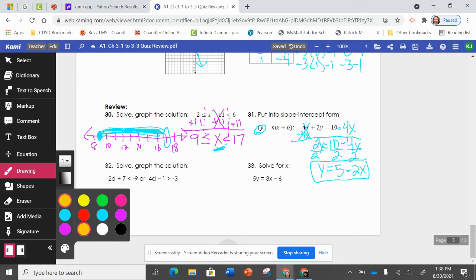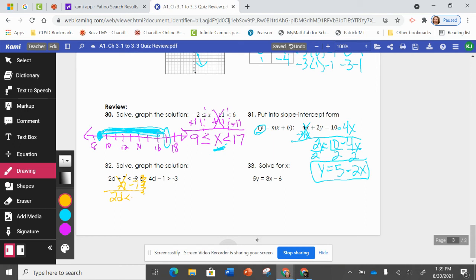Number 32. Here we have an OR problem. So that means that these two problems cannot see each other until we're finished with solving on each side of the wall. So to get d alone over here, the opposite of adding 7 is subtracting 7. We have 2d. 7 minus 7 is 0. Now we're subtracting, not multiplying or dividing by a negative, so our inequality stays the same direction.